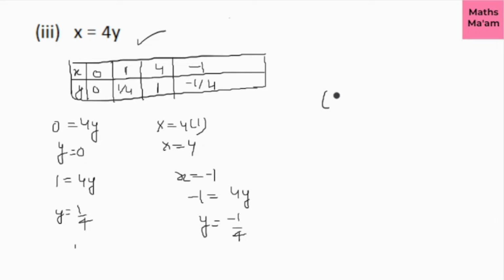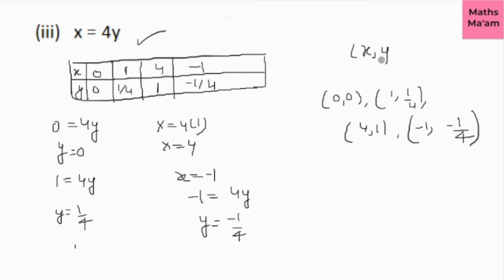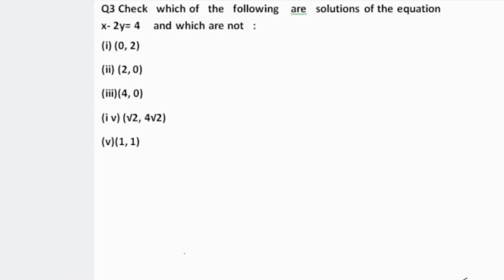We can write like this: 0, 0, 1, 1 by 4, 4, 1, and the last is minus 1, minus 1 by 4. These are the 4 solutions of this equation. And we have to write like in this form: x and y. Here the first is x and the second is y, right? So like this we can find any number of solutions.